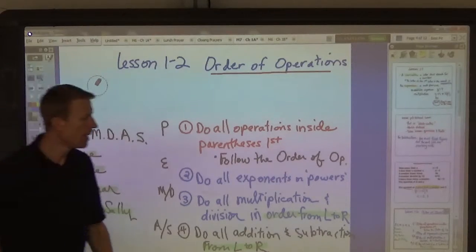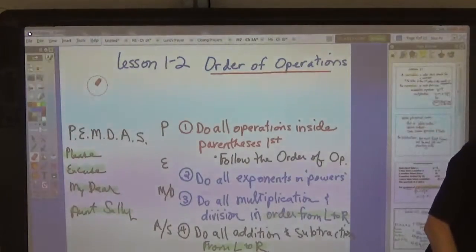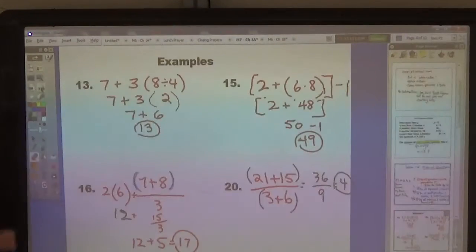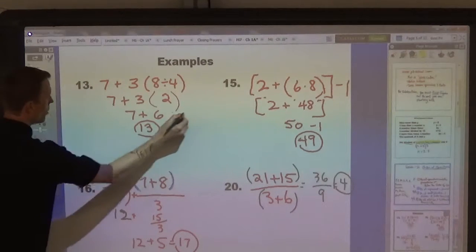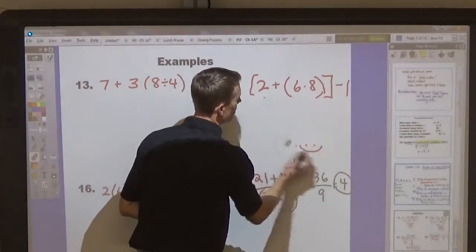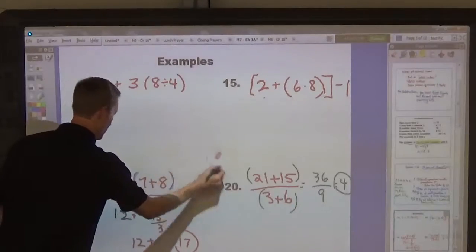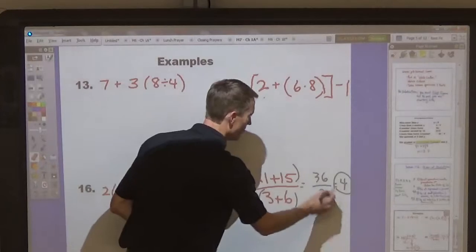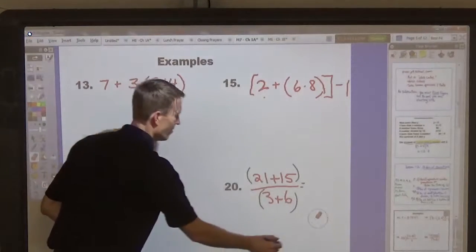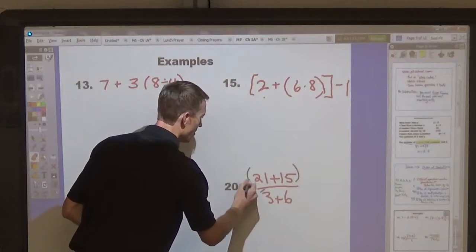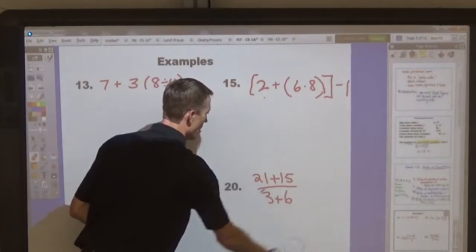So we're going to go through some examples. So, we'll start with this example. Yes, the answers. 49. 49, okay. 17. Got it. 4. 49. Okay?